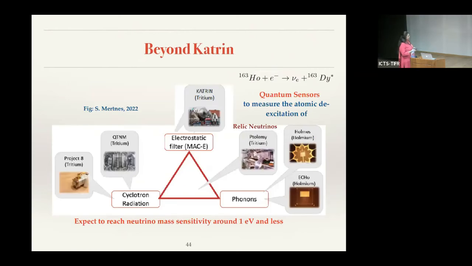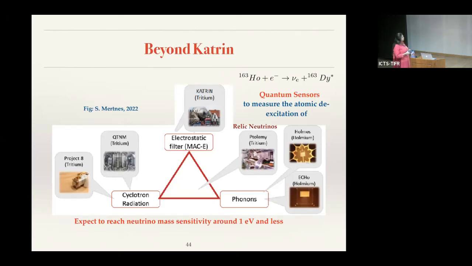And one needs new ideas. There are many ideas beyond KATRIN. And because of the conference, I thought it is important to mention this holmium reaction on holmium, they are planning to use quantum sensors. Chris had mentioned Ptolemy, which can also detect relic neutrinos. So expect to reach neutrino mass sensitivity around 1 eV or less with this.